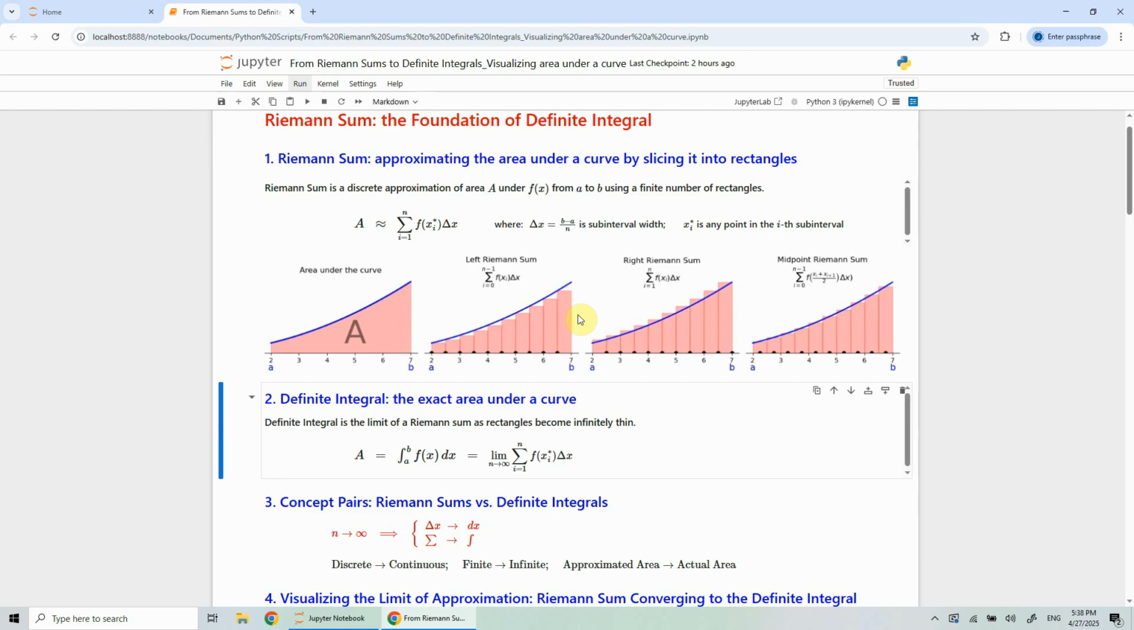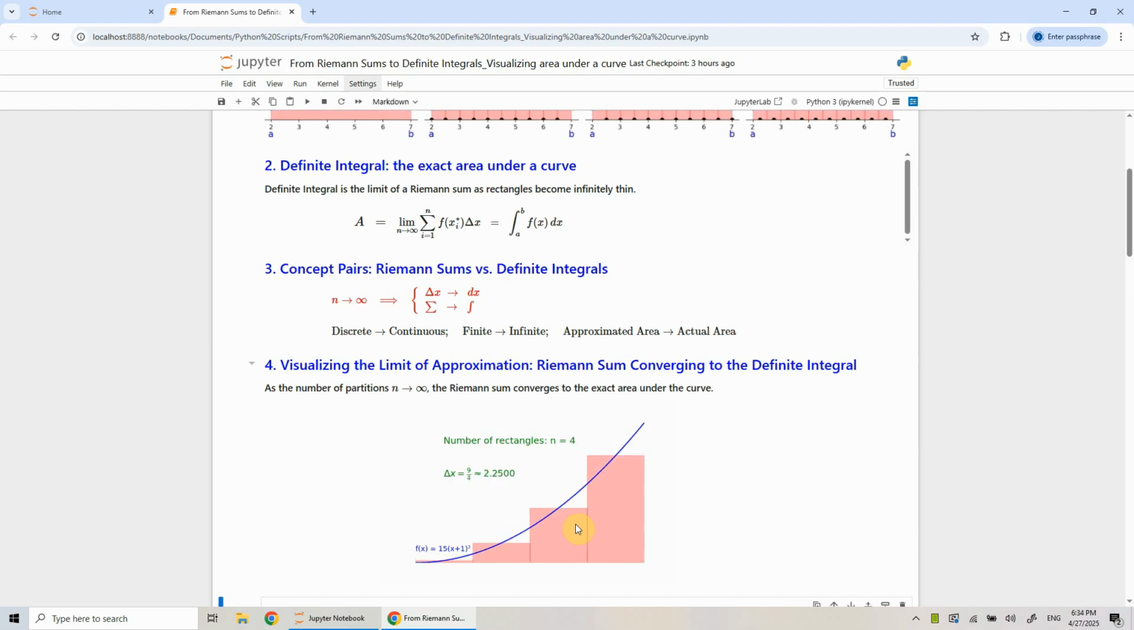Three common types of Riemann sums: left endpoint, right endpoint, midpoint. Each method uses equally partitioned subintervals. As we increase the number of rectangles, n grows. Each rectangle becomes narrower. With thinner rectangles, the approximation fits the curve more accurately.